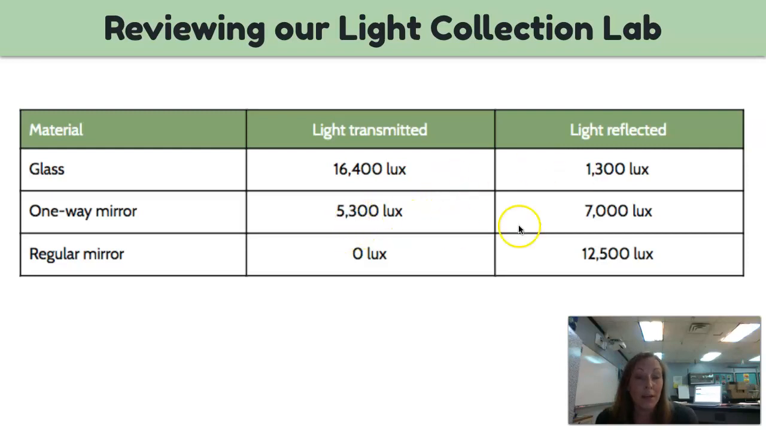The one-way mirror, it's about half and half. About half the light went through, about half the light was reflected, which is why when we look at a one-way mirror, some people can see through it. That would mean the light was transmitted, and other people see the reflection in the one-way mirror, which means the light was reflected. For a regular mirror, we saw that no light or very little light was transmitted or went through it, and almost all the light was reflected off.